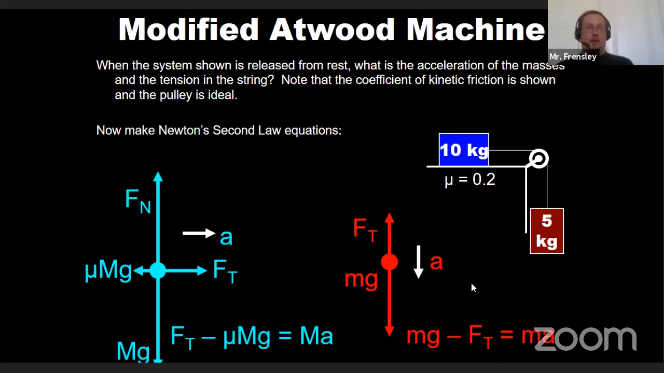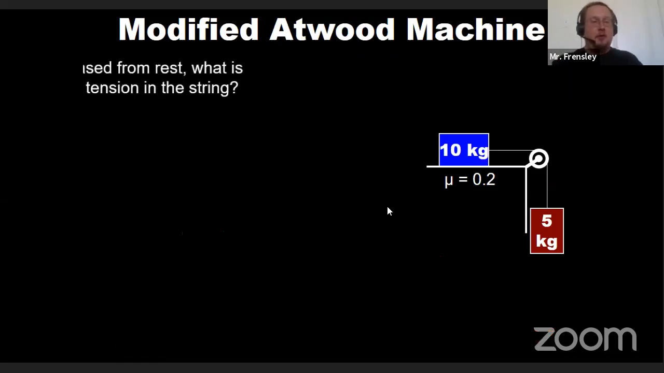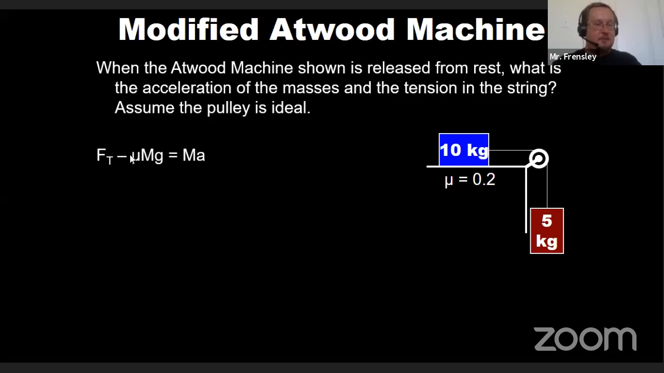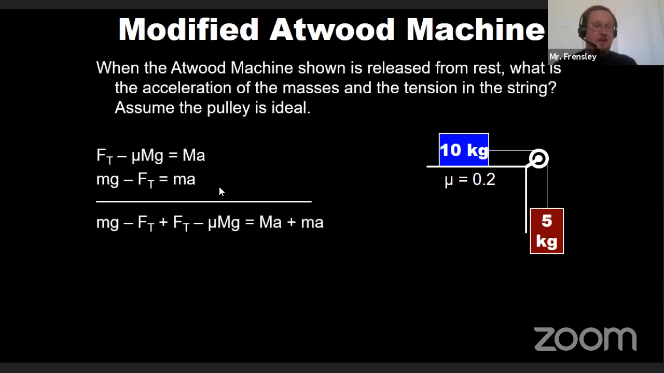So now let's just do elimination with these, right? I'm just going to say tension minus mu mg equals Ma. Mg minus tension equals little ma, right? I'm going to do my elimination. The tension eliminates. So what do I get? I get the force that helps us all go. The force that's helping us all go is 50 newtons. The force that's holding us all back is the 20 newtons of friction. 50 newtons helps us go.